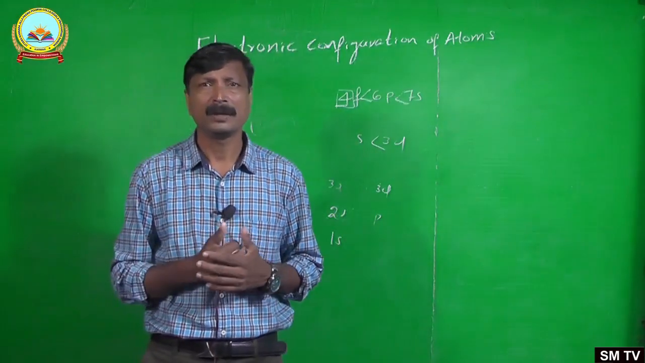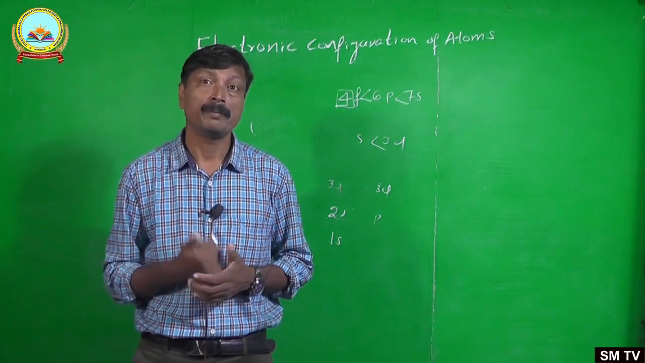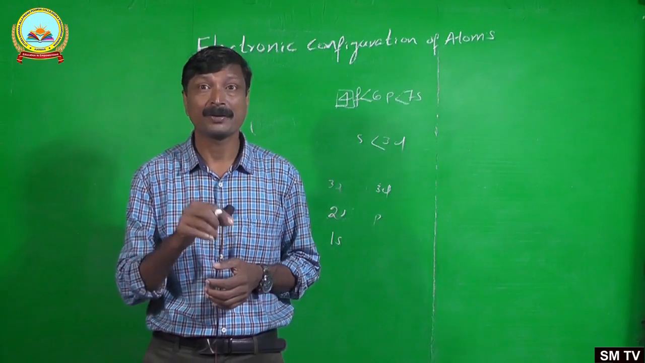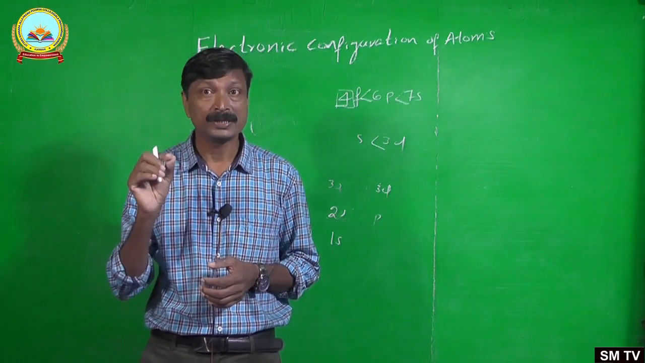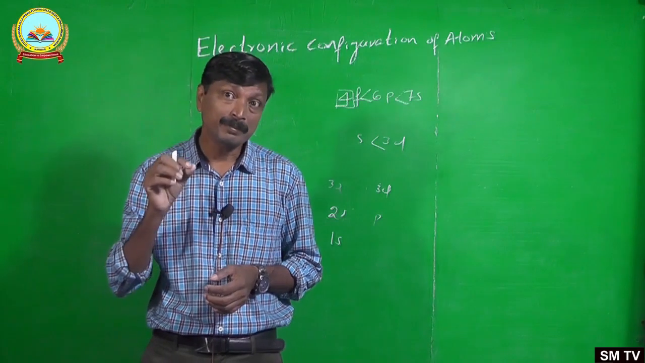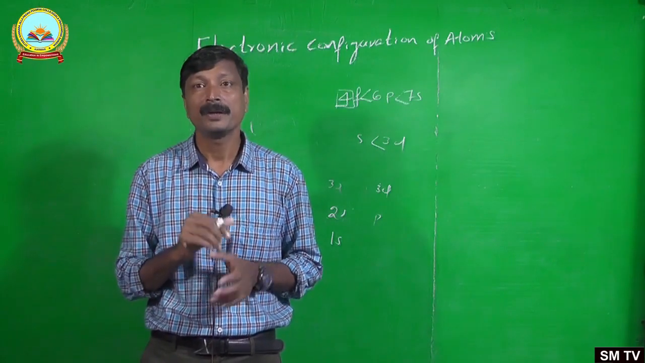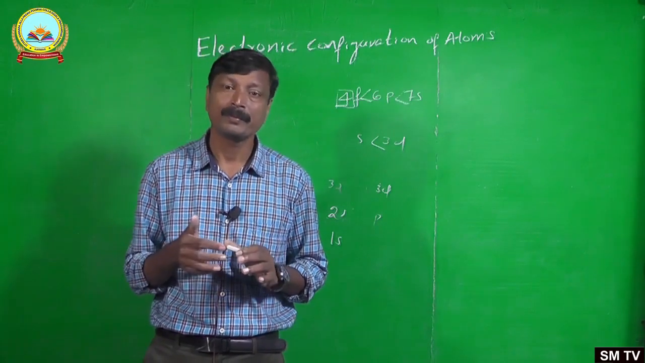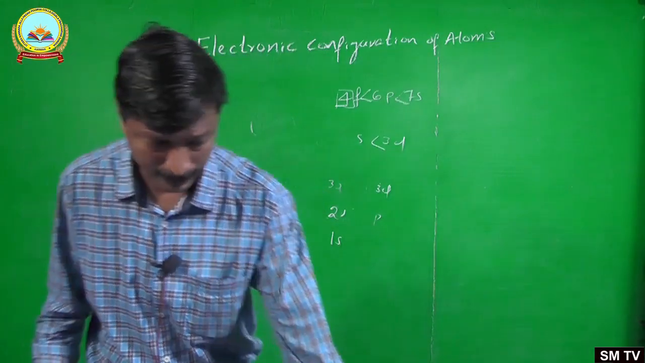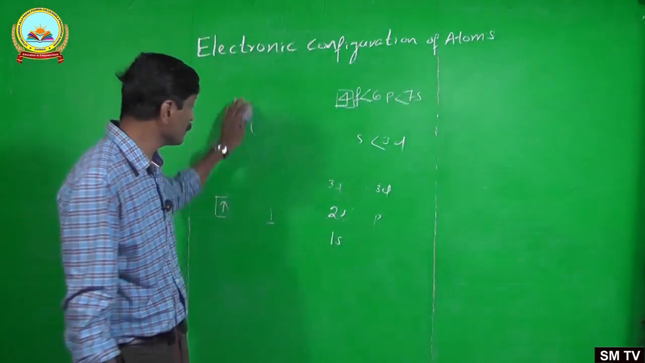Sodium is a metal because of its electronic configuration. Chlorine is a non-metal. Why is that? Because of its electronic configuration. So you should be able to write the electronic configuration of any element.